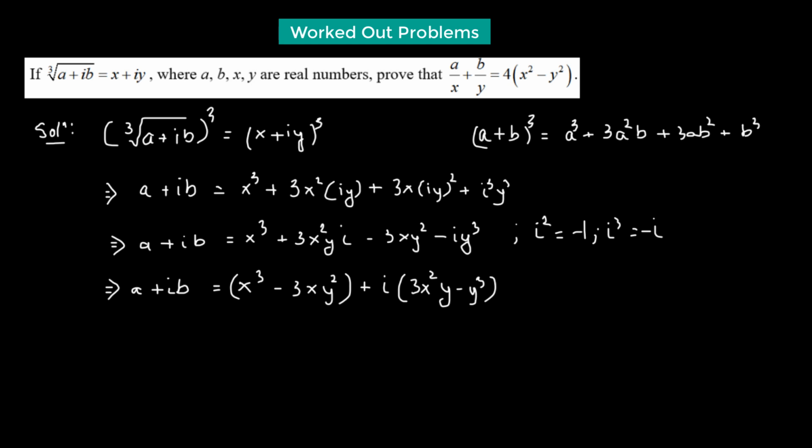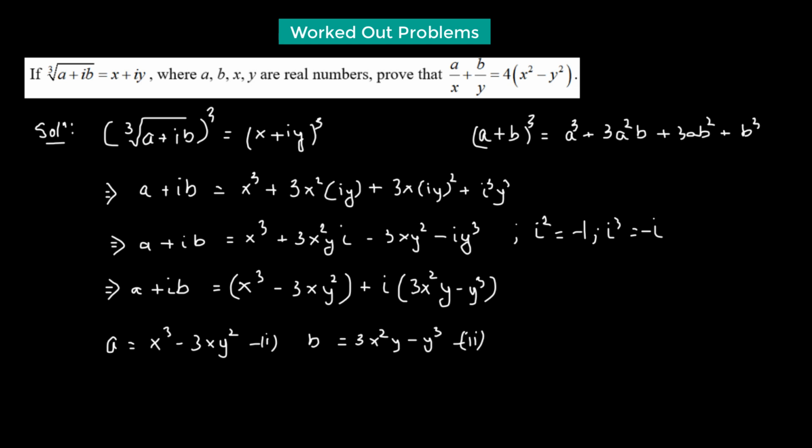Now that we have a complex number in the standard form on both sides and they're equal, we're going to equate the real part and the imaginary part, and that should give us a equals x cubed minus 3xy squared, and b equals 3x squared y minus y cubed. Now we're going to divide the first equation, let's call it equation number 1, and this be equation number 2.